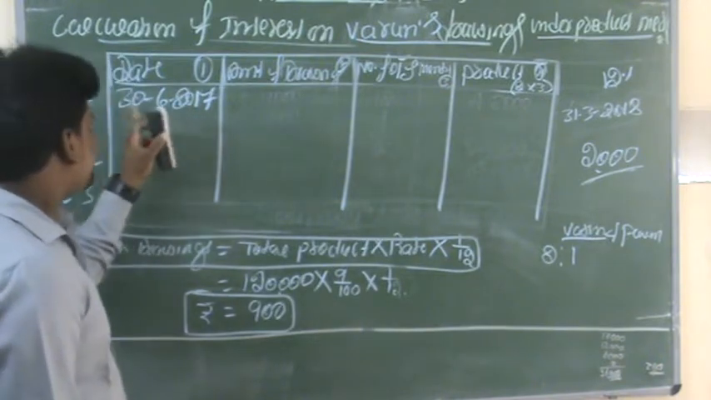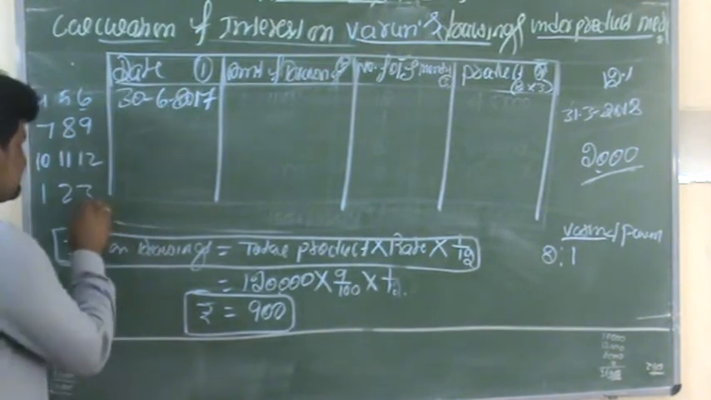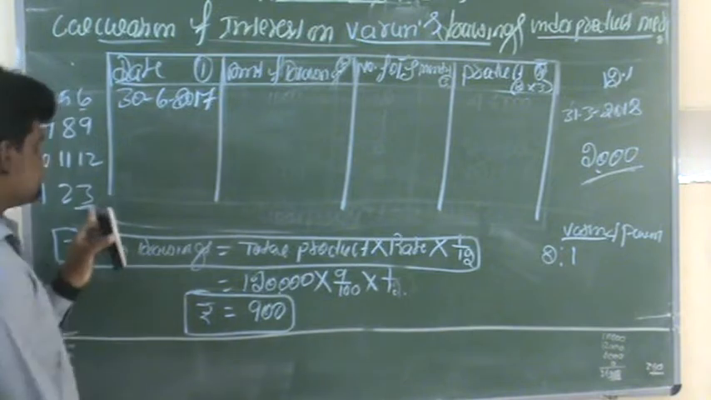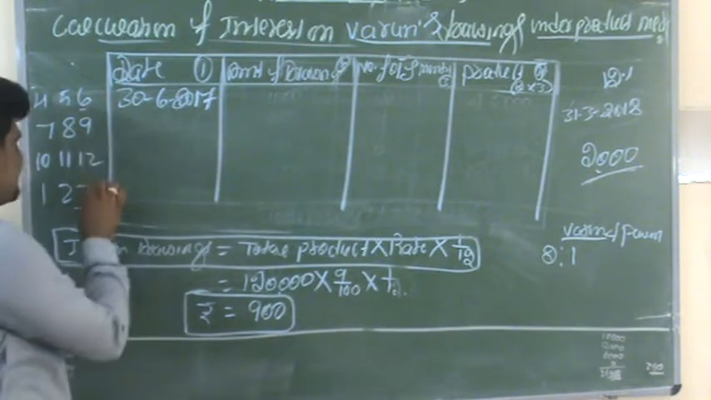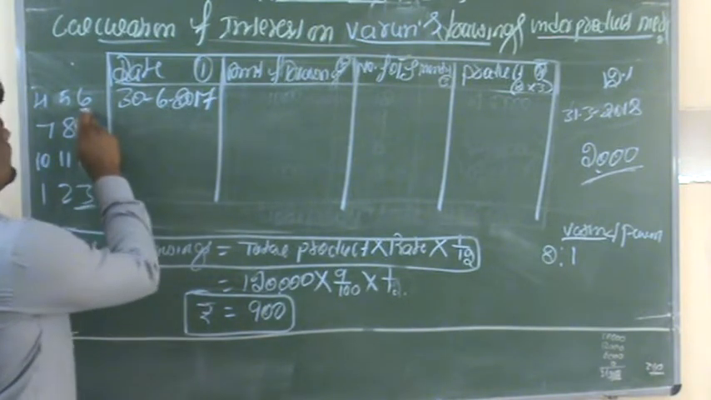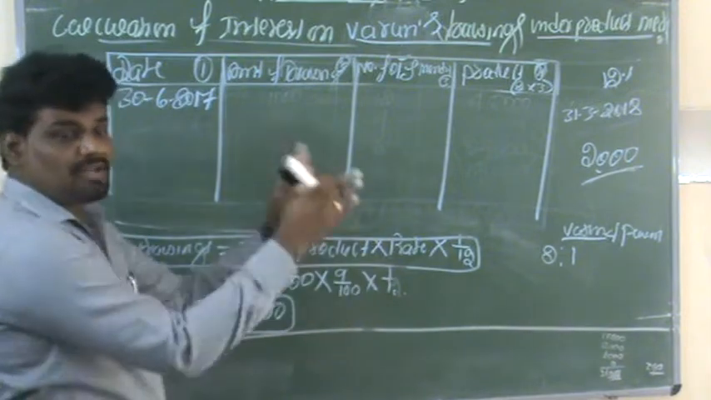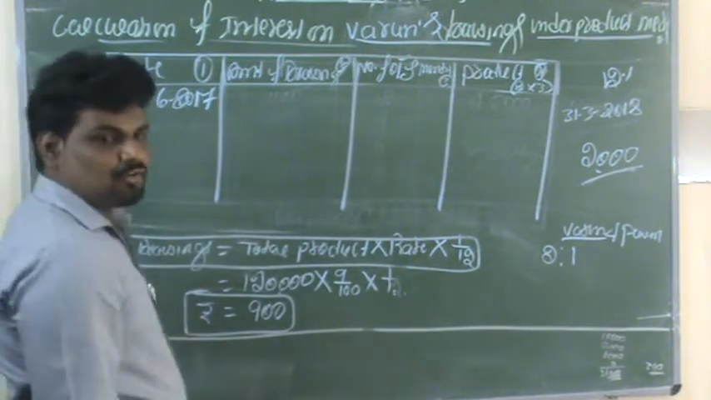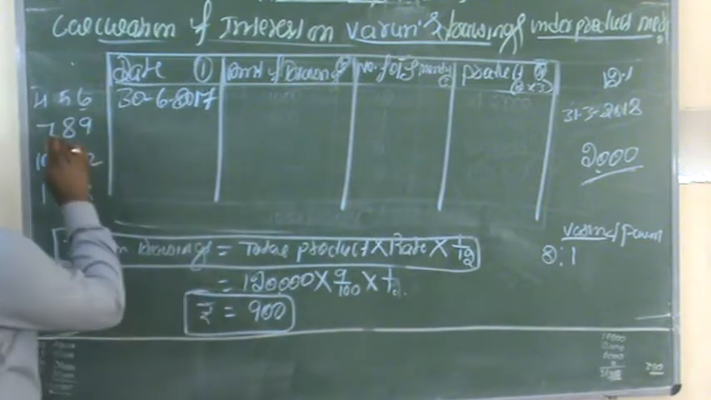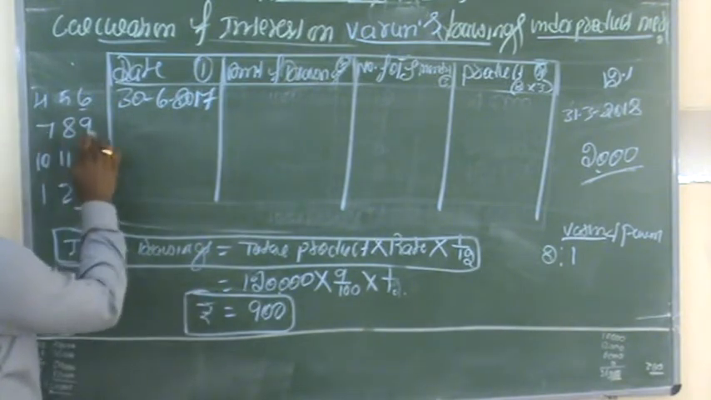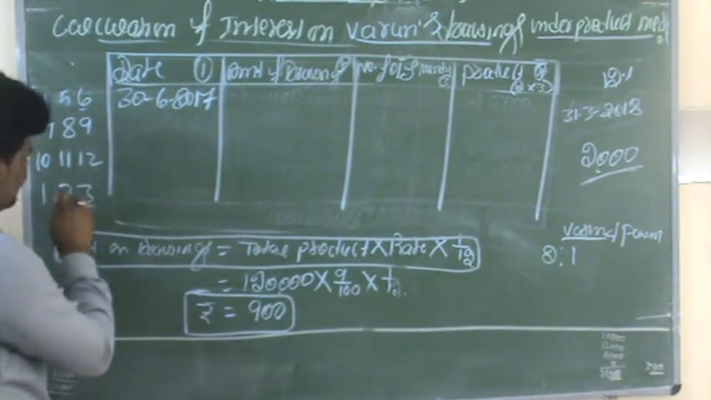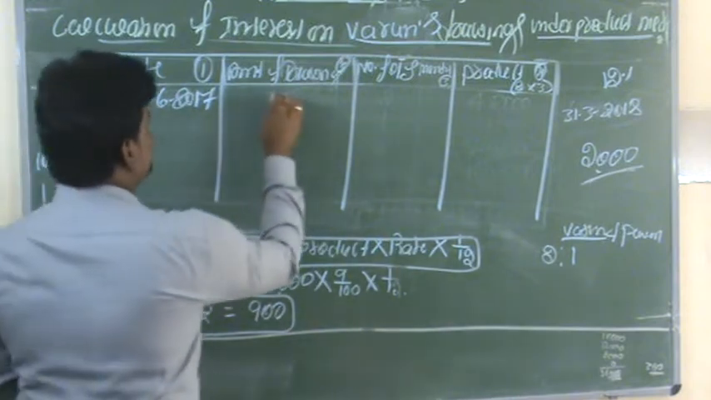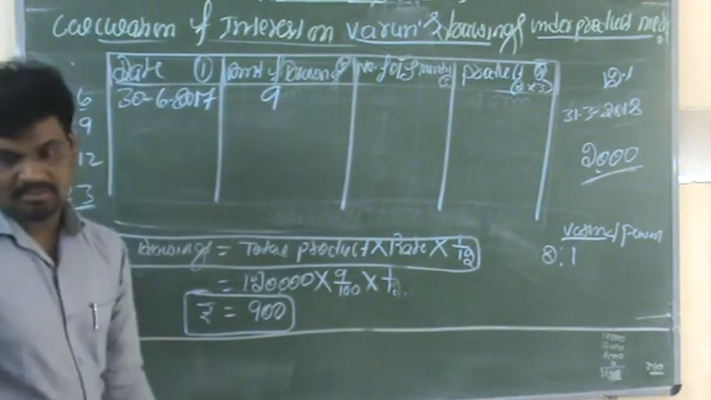30/6/2017. From the date of withdrawal to the end of the assessment year, the books of accounts closing on 31st March, right? From here to here you have to calculate. 30 is the end of the month, so no need to charge interest for this month. From the next month onward only they need to pay, from the month of 7. 1, 2, 3, 4, 5, 6, 7, 8, 9. So here the outstanding period is 9 months.